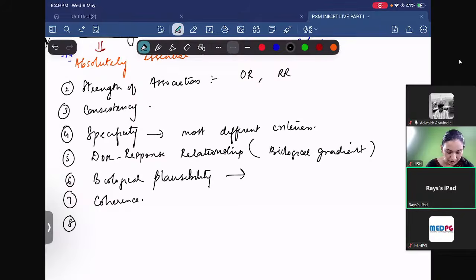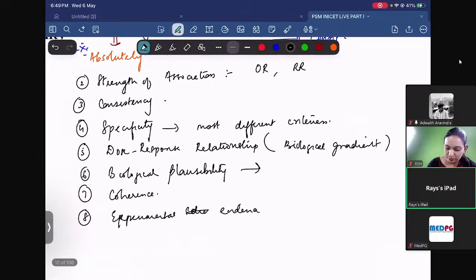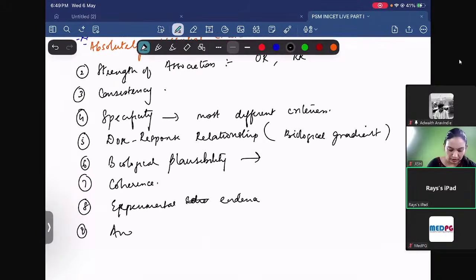Then you have two more criteria. That is experimental evidence, saying that experimental studies like RCTs give a stronger causal association compared to observational studies. And we have one more criterion, which is called analogy. It says that similar exposures have been shown to end up in similar diseases. These are all the Hill's criteria for causality.